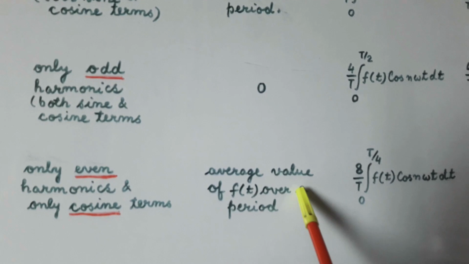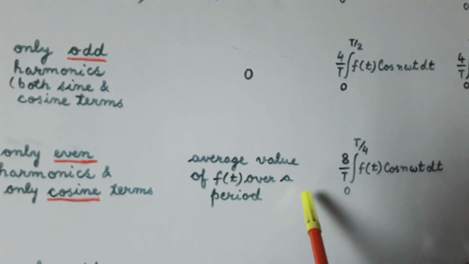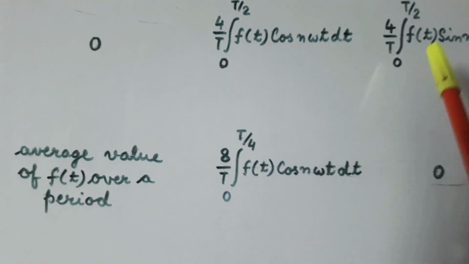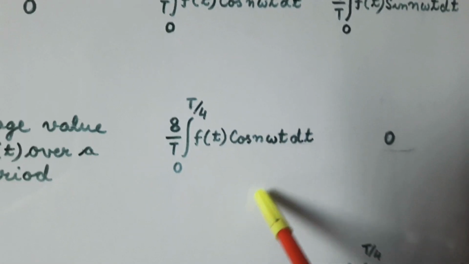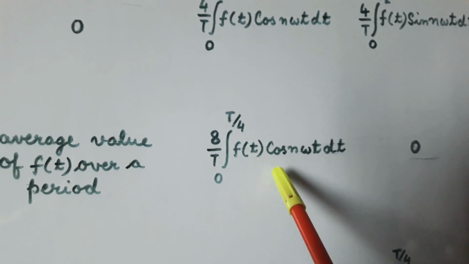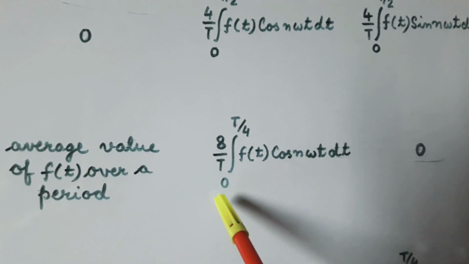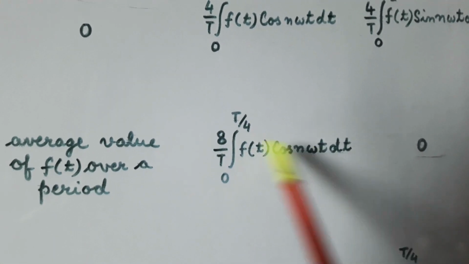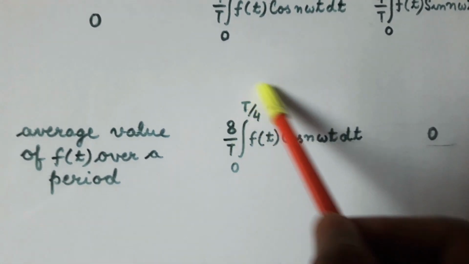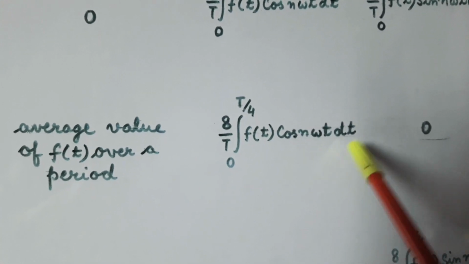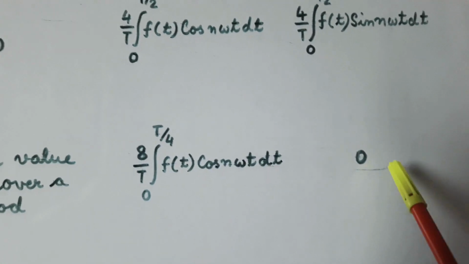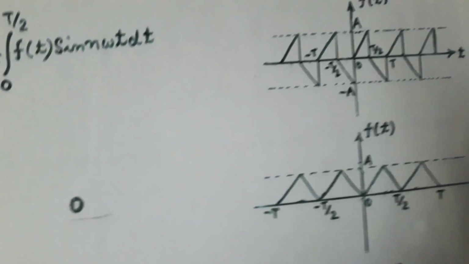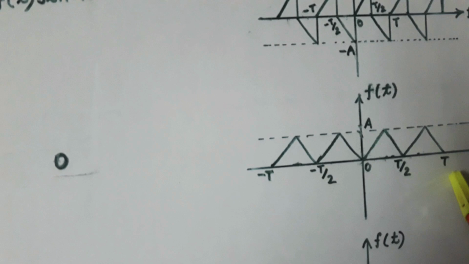The value of a0/2 will be the average value of f(t) over a period, and in this case the value of the coefficient an can be found out by integrating the function f(t) cos n omega t dt within the limit 0 to T/4. So the value of an will be equal to 8/T integral 0 to T/4 f(t) cos n omega t dt, and the value of the coefficient bn in this case will be 0. An example of such type of function is as shown in this figure.